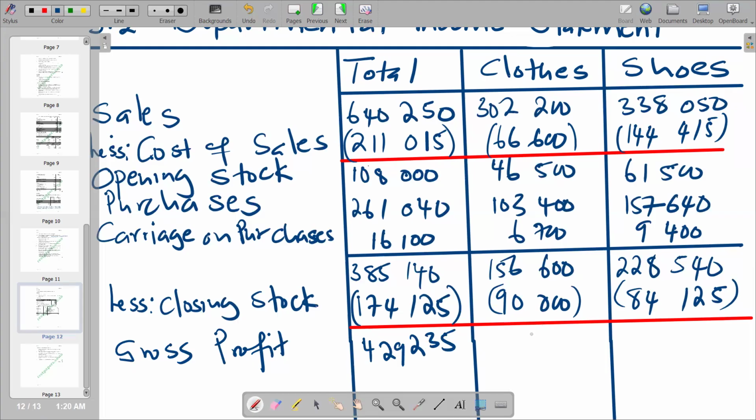Do the same thing for the clothes. We get our gross profit as 235,600. For the shoes, obviously we are saying 330,050 minus 144,450. We get our gross profit as 193,635. So basically, this is what we have on that part.